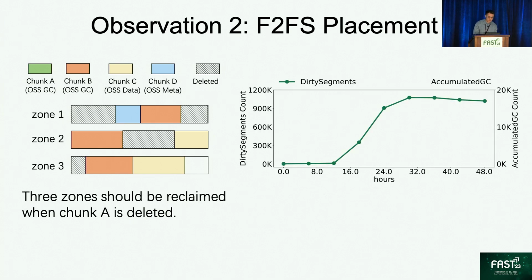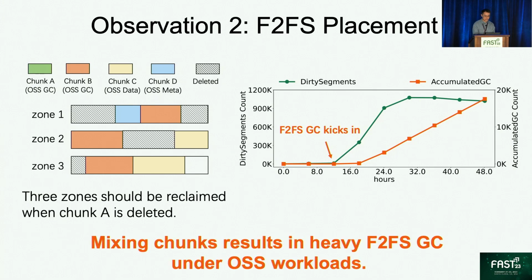We confirmed that by observing the metrics of F2FS. The first y-axis is the dirty segment count of F2FS. The green line shows that after the random deletions are triggered, the dirty segment count continues to grow. And the orange line shows that F2FS GC is frequently triggered. So under the OSS workloads, mixing chunks results in heavy overhead of F2FS GC. That's the reason for the poor performance.